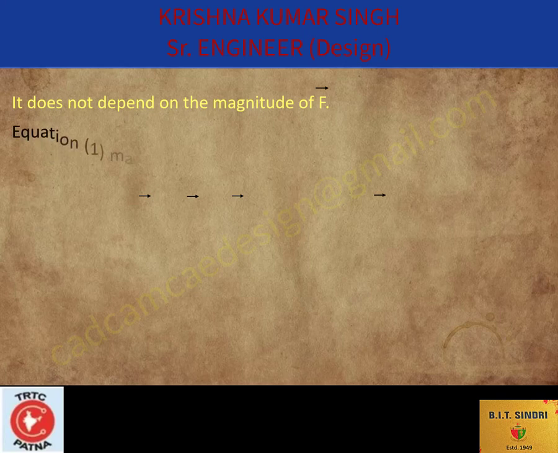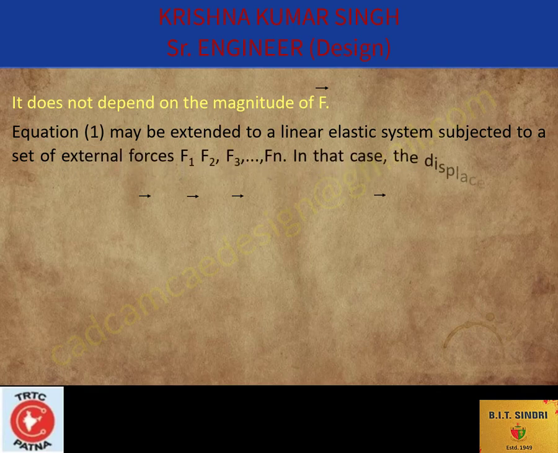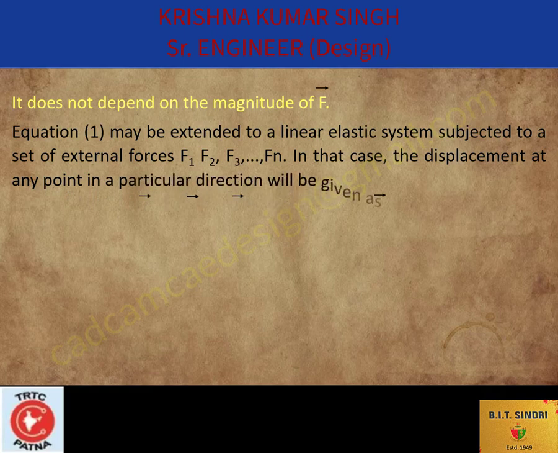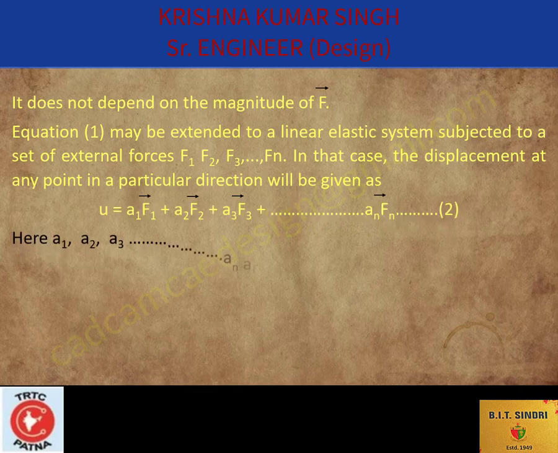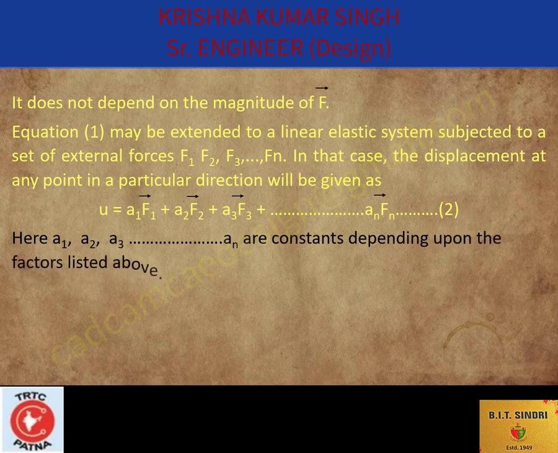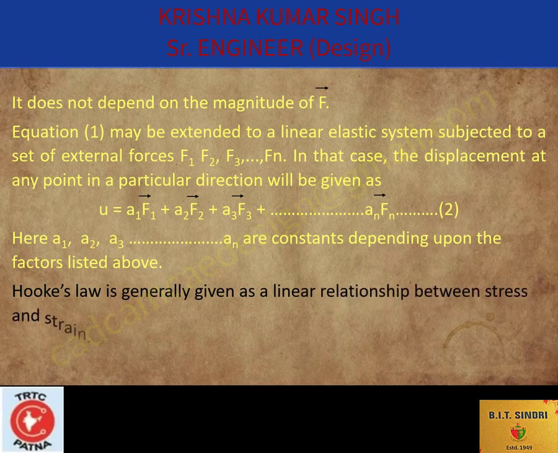So equation 1 may be extended to a linear elastic system subjected to a set of external forces F1, F2, F3, Fn. In that case, the displacement at any point in a particular direction will be given as U equal to A1 F1 plus A2 F2 plus A3 F3 plus An Fn. Here A1, A2, A3, An are constants depending upon the factors listed above. So Hooke's law generally gives a linear relationship between a stress and a strain.